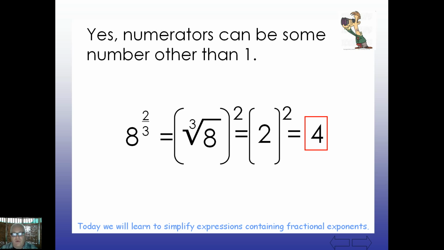8 to the 2/3 is indeed 4. So we go back. Cube root of 8. We'll satisfy that first, which gives us the answer of 2, and now apply the exponent. Remember, order of operations, we take care of what's inside the parentheses first, then exponents.